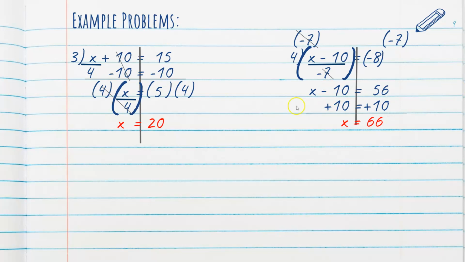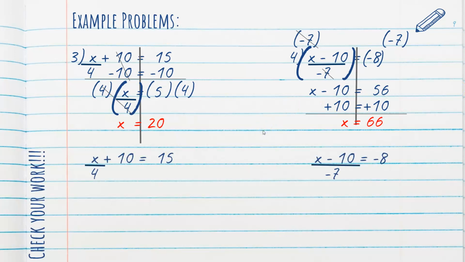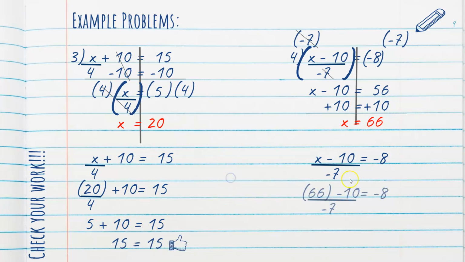You are welcome. Alright, you're going to check your work. If you plug in 20, you would divide first here, which would give you 5. You would add 10. 5 plus 10 does equal 15. So yay. That's right. Okay, here you plug in 66. Again, it's like you got parentheses in that numerator, so you would do that first. So 66 minus 10 is 56, and dividing it by negative 7 is going to give you negative 8. So that one's right also.